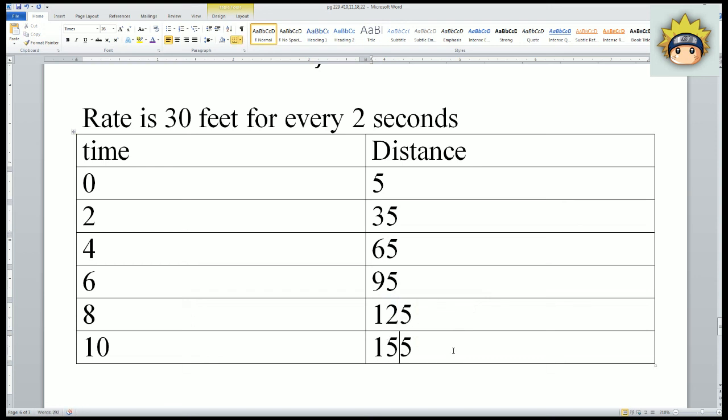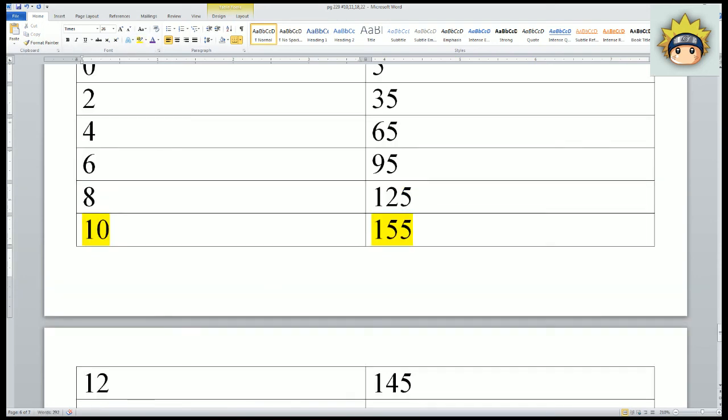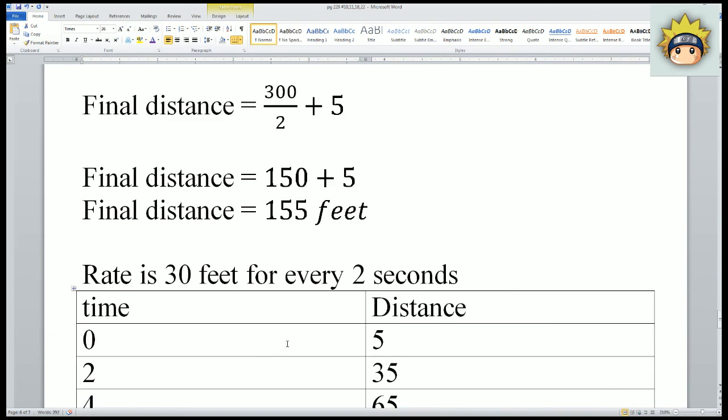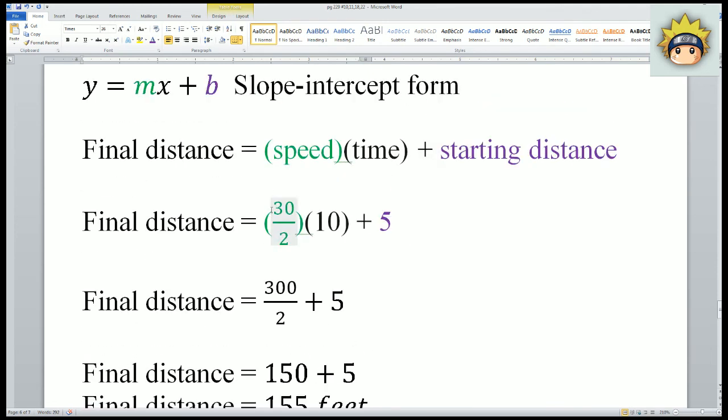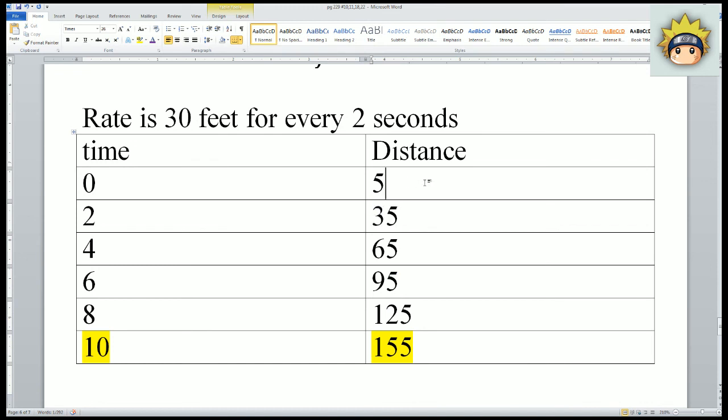Aha! Okay, I made the error. I thought it was off, but it's right there. At 10 seconds, it should be at 155. Math makes sense. It's 30 feet every 2 seconds, because it starts here at 5. In 2 seconds, it's 35. So each time, it's going up by 30 feet every 2 seconds.